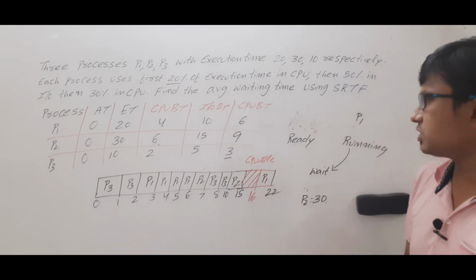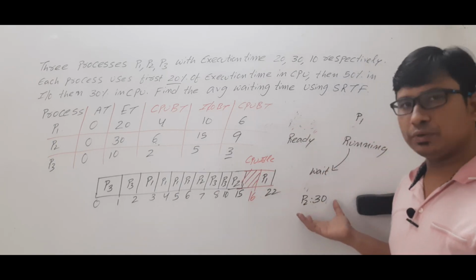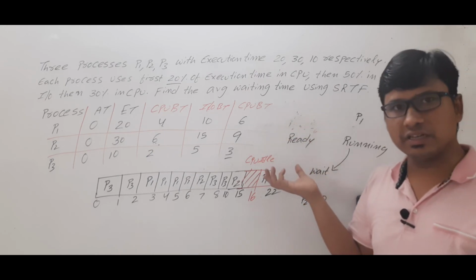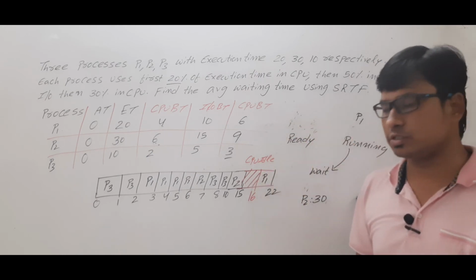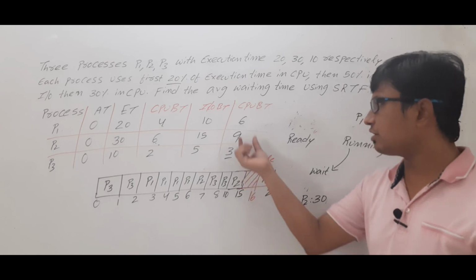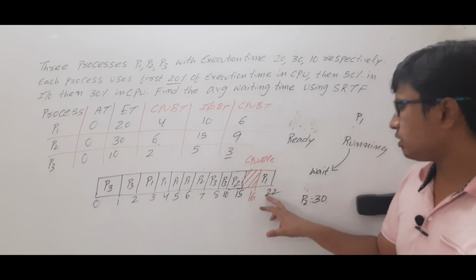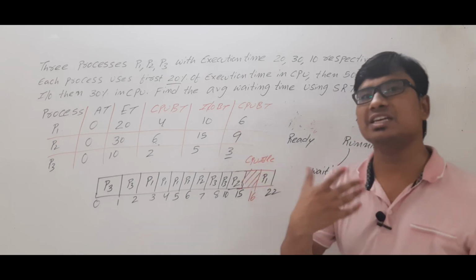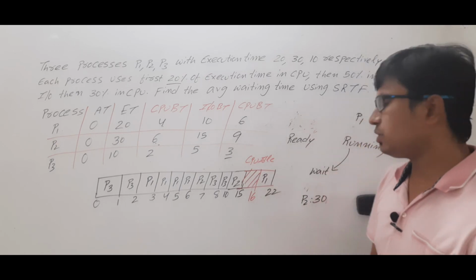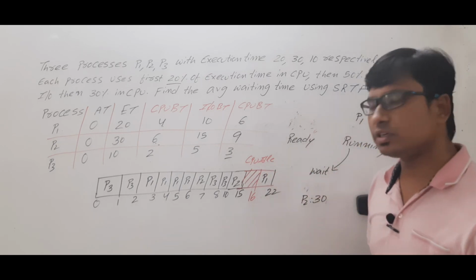Even though it is a preemptive scheduling algorithm, process P2 is in the wait state, so no process is in the ready state to compete with process P1. So process P1 will run for 6 units of time. At 22 units of time, process P1 has completed its task. Are you able to understand it or not? So it will go to the terminated state.